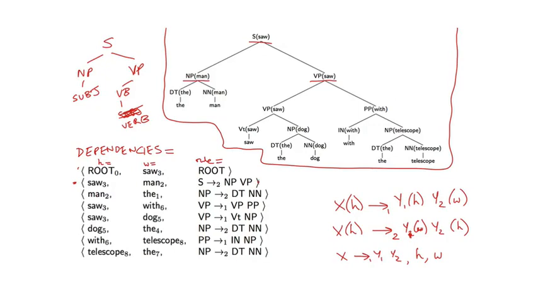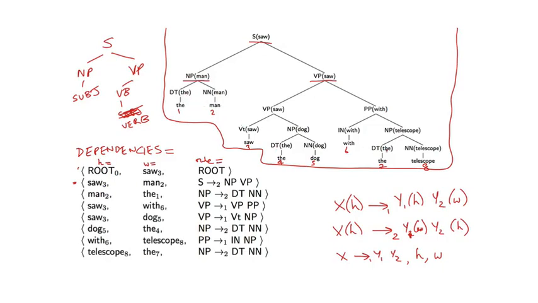I've been slightly careful here to not just give the word involved, but also its position in the sentence. So this is 1, 2, 3, 4, 5, 6, 7, 8. So this is saw at position 3, just in case we have the same word. In fact, we do have the same word repeated multiple times. The word the is repeated multiple times.